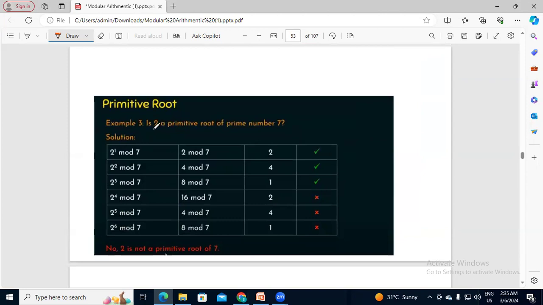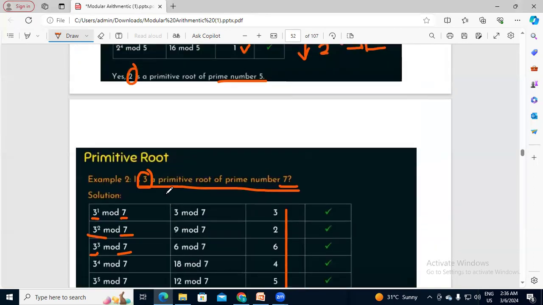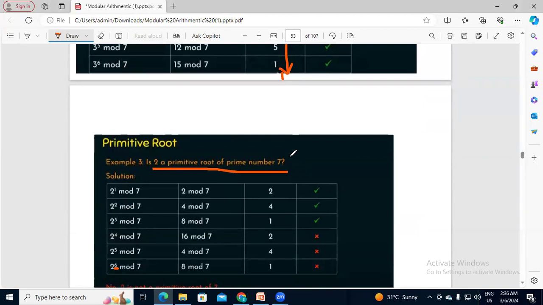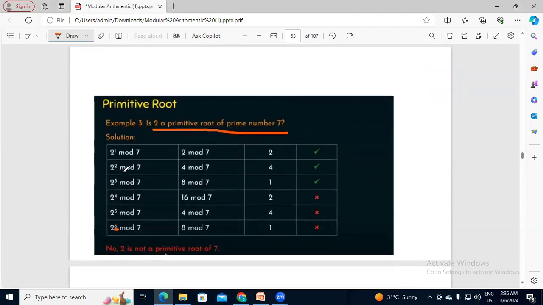Moving to the next example, if you want to check whether 2 is a primitive root of prime number 7. Last time, 3 was a primitive root of 7. Now we are checking whether 2 is a primitive root of prime number 7. Same procedure: 2 to the power 1 mod 7, 2 to the power 2 mod 7, 2 to the power 3 mod 7, 2 to the power 4 mod 7, 2 to the power 5 mod 7, and you need to stop at 6 because the number is 7.